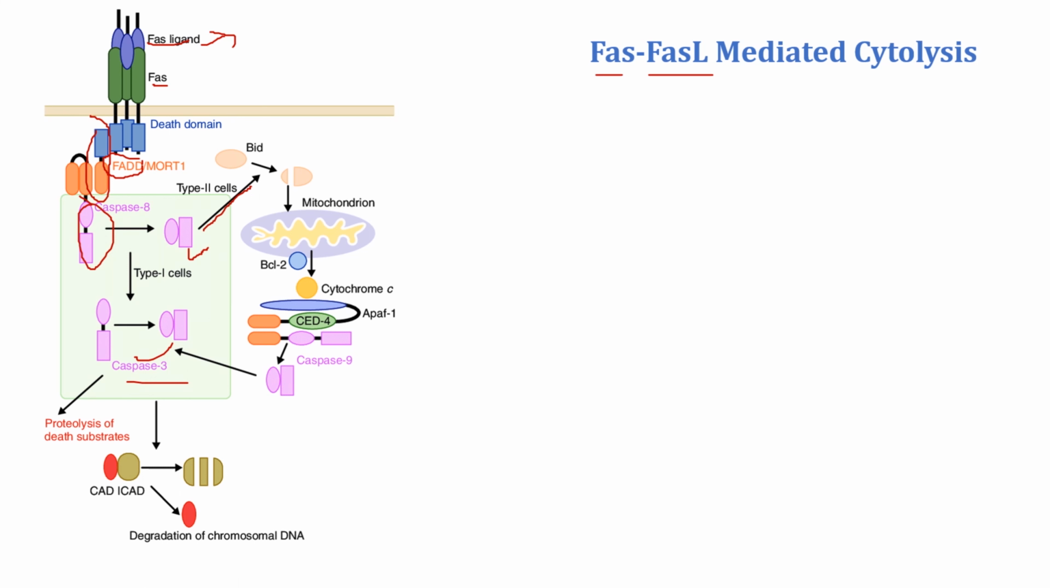Now, we are talking about type 1 cells such as thymocytes, where caspase-8 directly cleaves caspase-3, which is an effector caspase. In type 2 cells such as hepatocytes, okay, caspase-8 cleaves BID. BID is transformed into the truncated form, that is a cut form, often referred to as tBID. Now, the importance of the cut form of BID is that it is a more potent inducer of apoptosis than the full-length BID. Now, tBID.